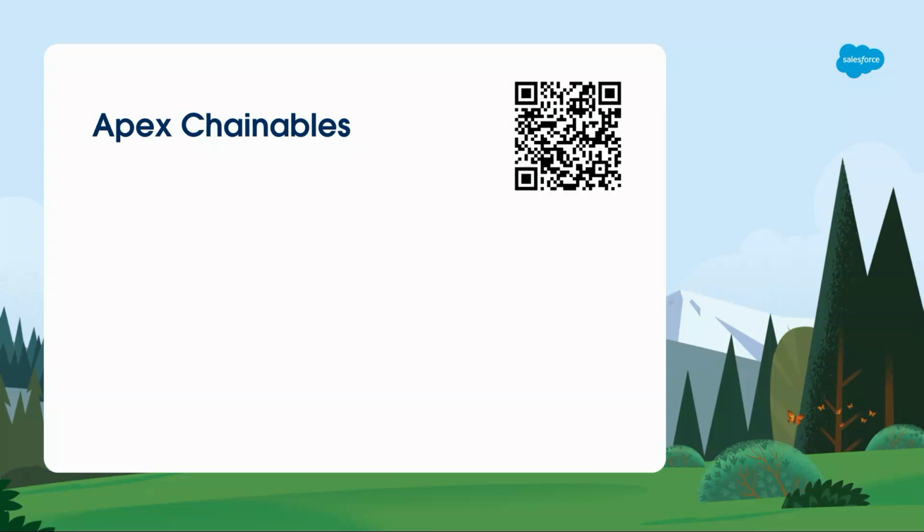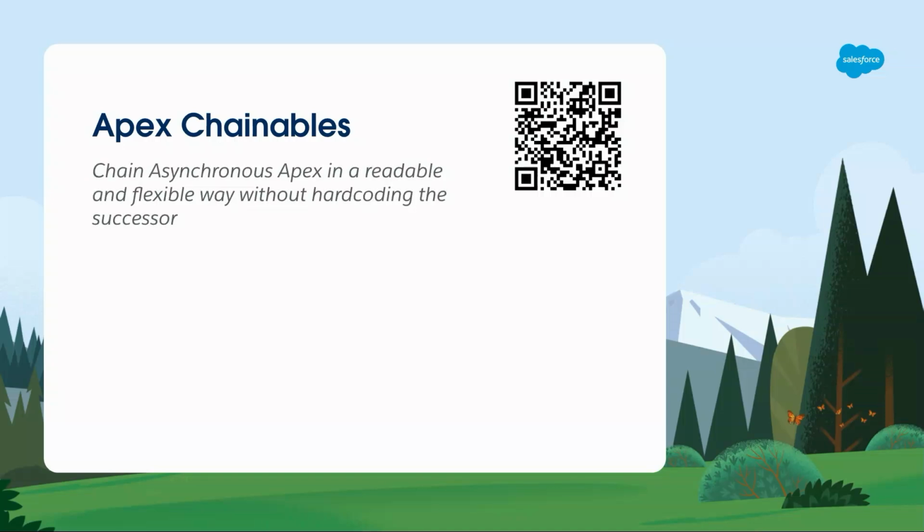This is where I want to present to you, for the ones that do not know it, the Apex Chainable framework. If you scan that QR code, it's going to lead you to a GitHub repository, because this is an open source project. The description in the repository says: chain asynchronous Apex in a readable and flexible way without hard coding the successor. Pretty straightforward, right? The same we were seeing before. We are hard coding the successor from one async process to the other.